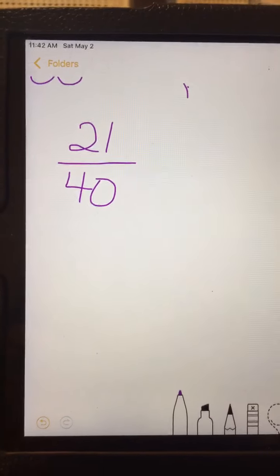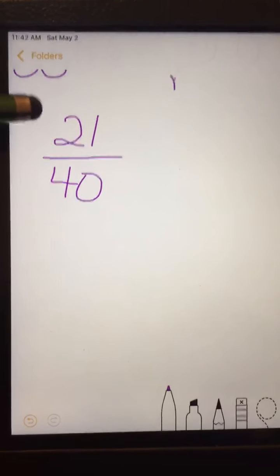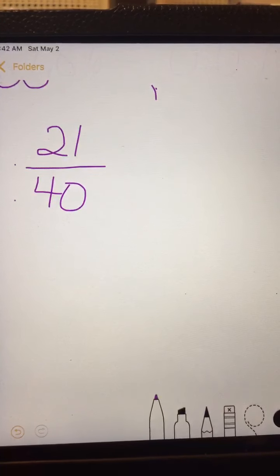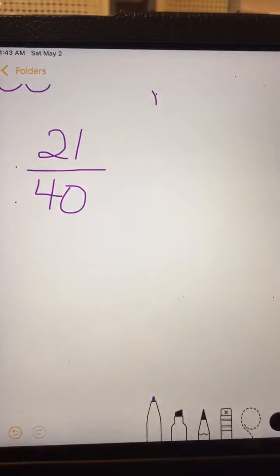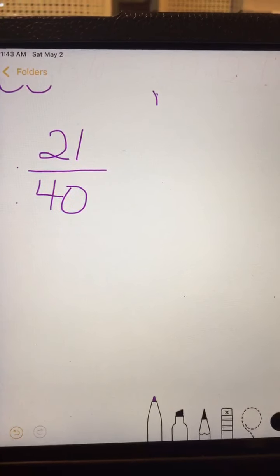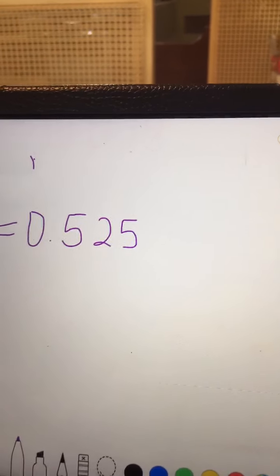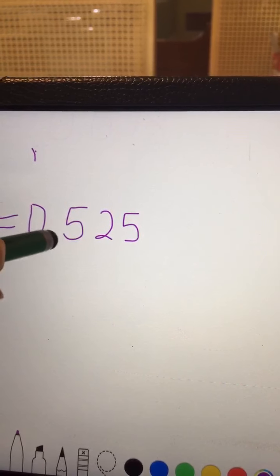my camera's funky right now. Okay, all you need to do is take 21, your numerator, divided by 40, your denominator. So on your calculator, go ahead and do that. And you should have come up with 0.525. All right, now you have a decimal.